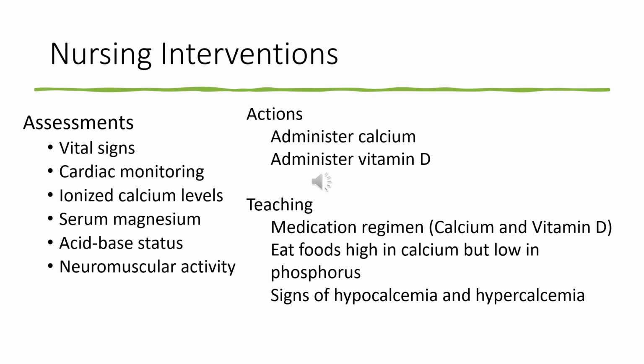Interventions include assessment, actions, and teaching. Again, let's look at our vital signs, our cardiac monitoring, calcium, magnesium, our acid-base status, neuromuscular activity. All of those need to be assessed, and we want to make sure that they have their calcium and vitamin D if it's appropriate. Teach them how to take their meds. We're going to have them eat foods high in calcium but low in phosphorus. And we're going to teach them the signs of both hypo and hypercalcemia.